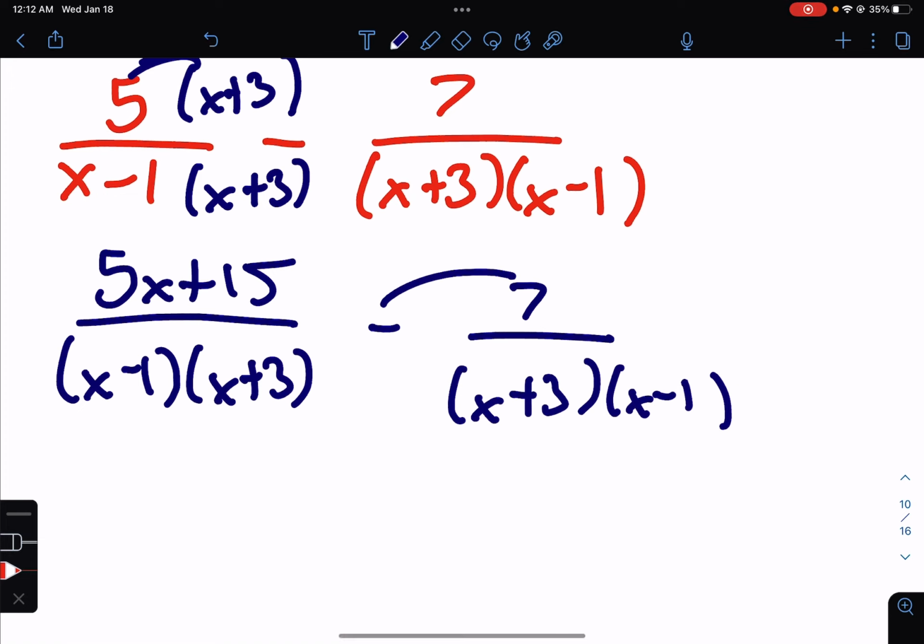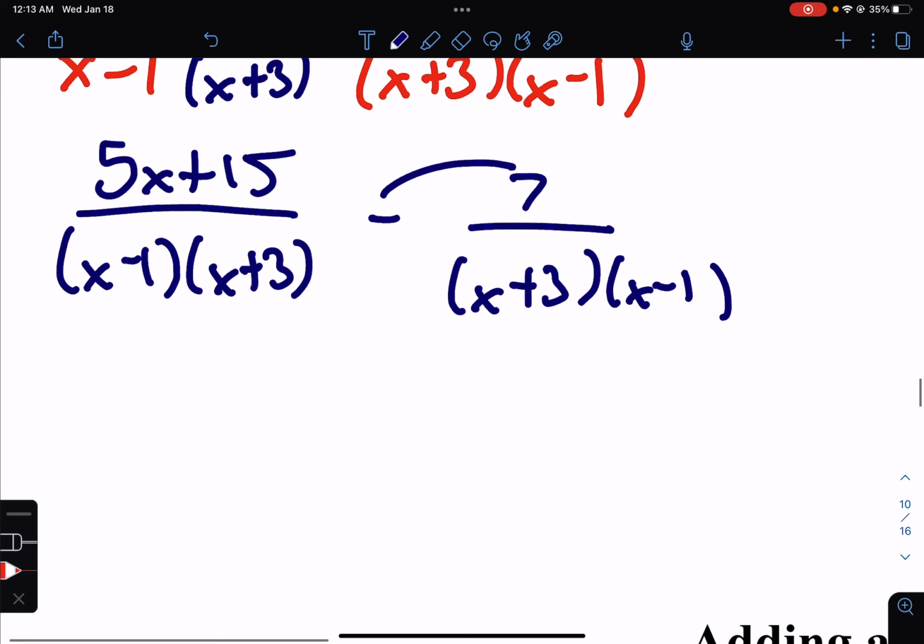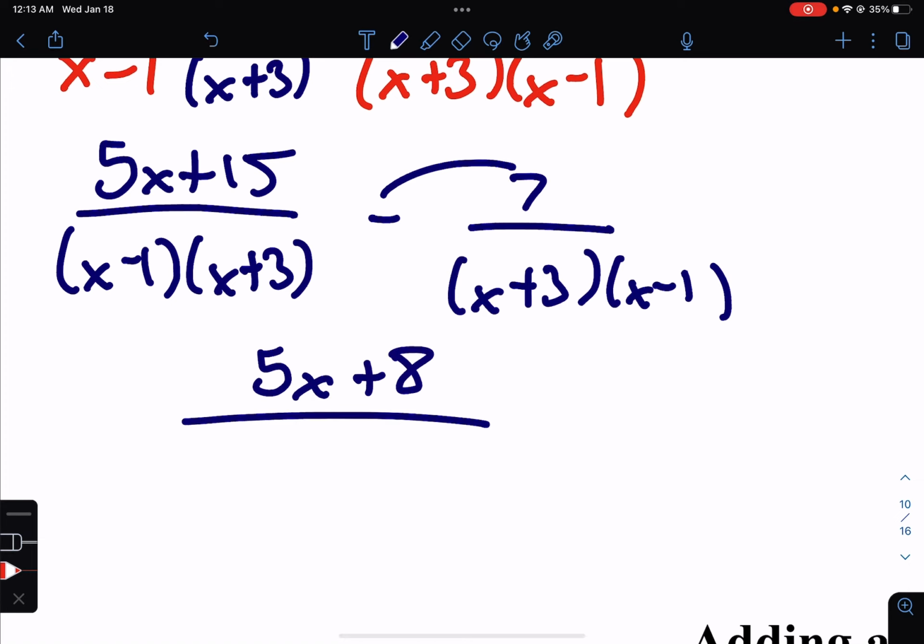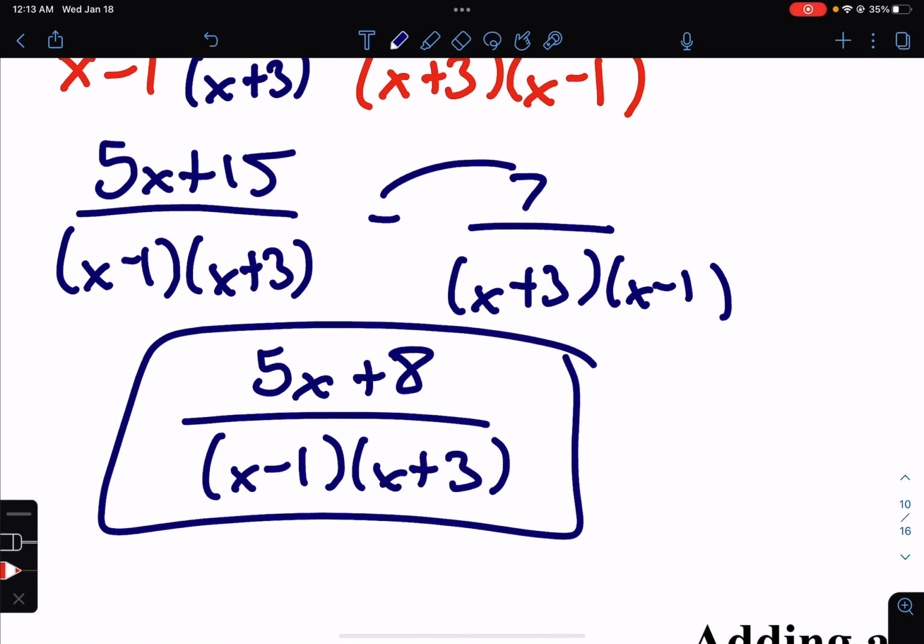Then we distribute the negative, which is just a minus 7. So on top, really, we're going to have 5x, and then 15 minus 7, which is going to give us an 8 over our common denominator. And we're good to go.